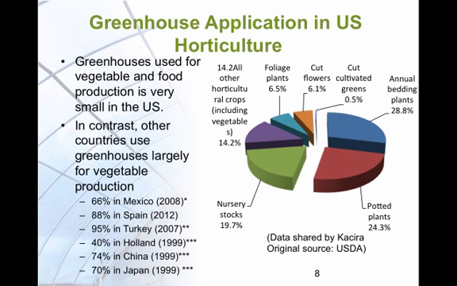And this trend is very unique compared to other countries, such as Mexico having 66% of greenhouse area for fruit and vegetables, 88% in Spain, 95% greenhouse area for vegetable and fruit production in Turkey, 40% in Holland or Netherlands, 74% in China, and 70% in Japan. And these countries are having huge area of greenhouse.